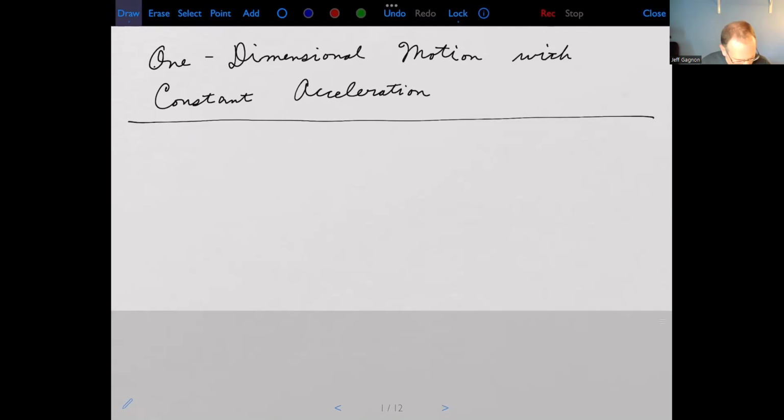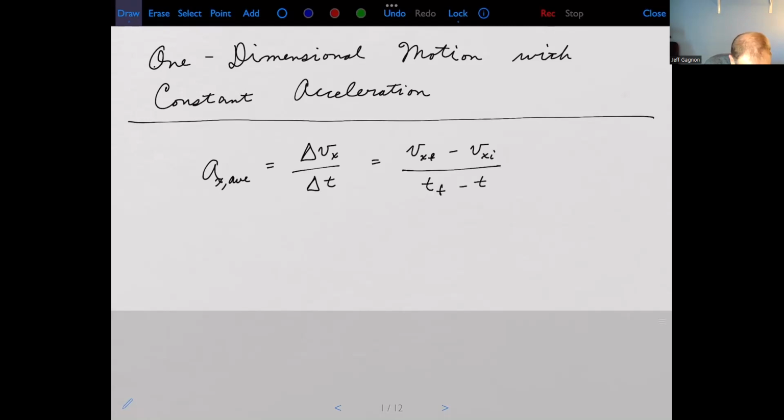Okay, so to begin, remember that the average acceleration in the x, I'll call it ax av, is defined to be the change in velocity in the x direction divided by change in time. And I can write this as Vx final minus Vx initial divided by T final minus T initial. Or I could just leave it as delta T. Actually, let's just leave it as delta T. So I'll write this as Vx final minus Vx initial, and I'll leave the denominator as just the change in time, right?